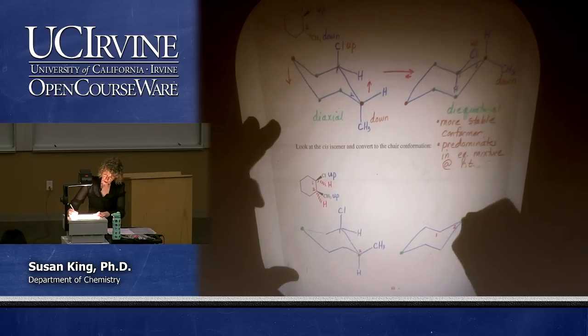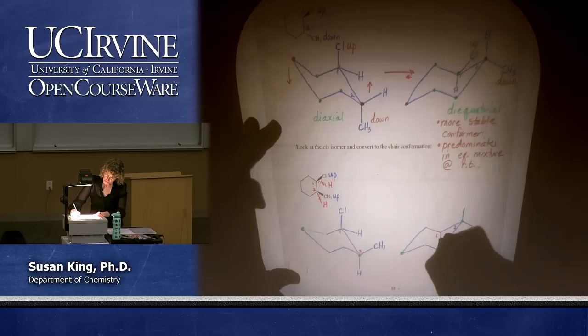All right, so I'm going to draw my bonds in here, and then I'll fill in the groups. Axials down, equatorial slanted as much as you possibly can.